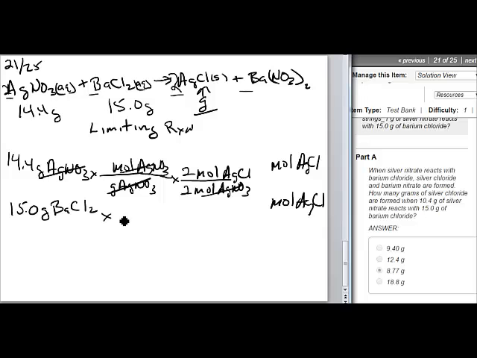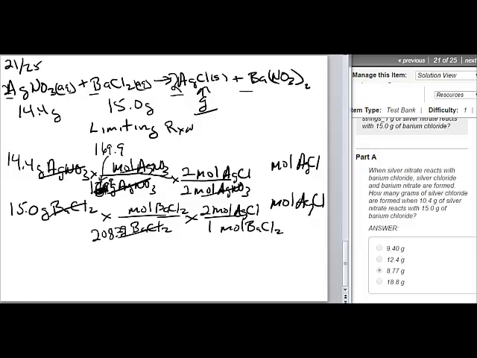And then we're going to do the same thing over here. We're going to go grams barium chloride and make that moles barium chloride. That cancels those units. And then we're going to get rid of moles barium chloride and make that moles of AgCl. That ratio now is going to be 2 up here and a 1 over here. Now we need to put in these molecular weights. So let me do that calculation.